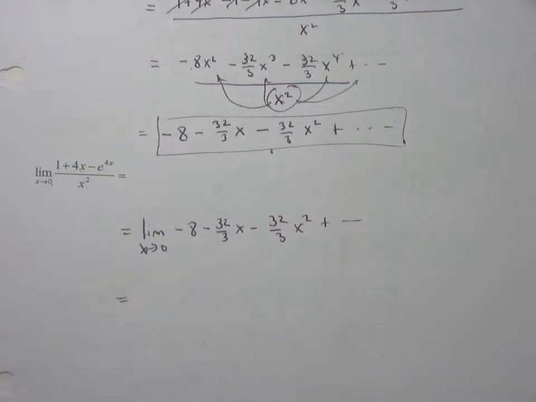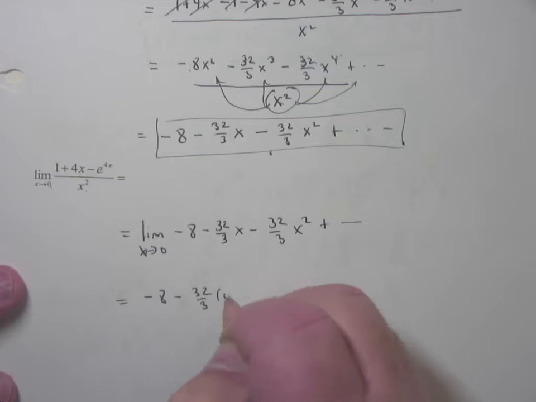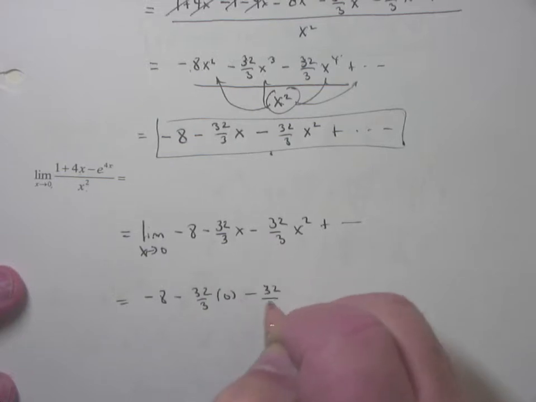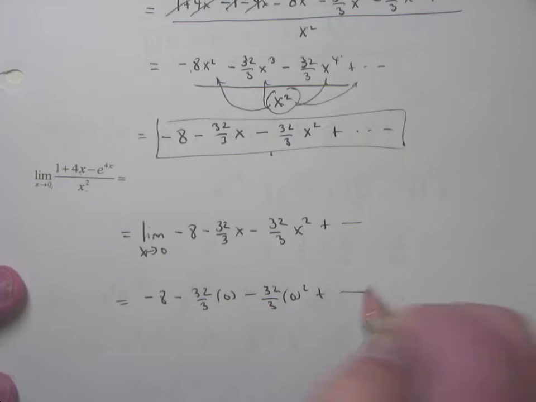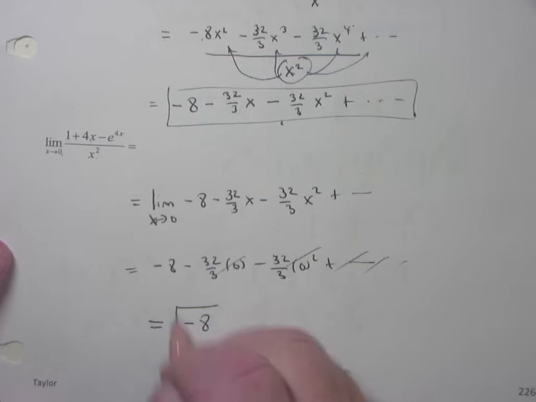And what's the first rule of limits? Plug it in. When you plug it in, you don't write limit anymore. It's negative 8 minus 32 thirds times 0 minus 32 thirds times 0 squared plus dot dot dot. All the terms when you plug in 0 end up canceling. And what is my solution? Negative 8.